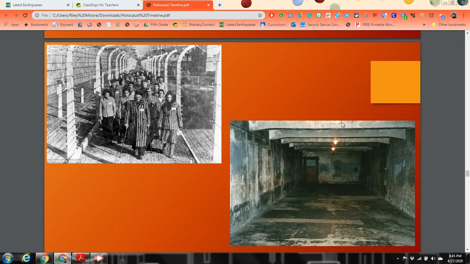And right here, you can see this discoloration. You can actually see the fingernail claw marks, because people were trying to get out of there. Then what they would do is take all those bodies and either put them in a mass burial or burn them in the crematorium.